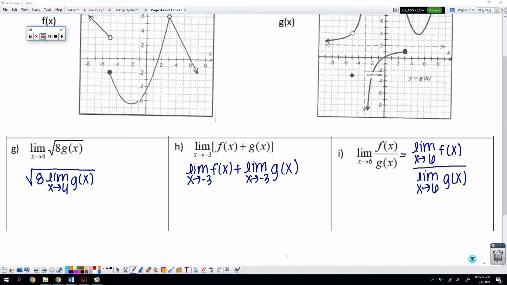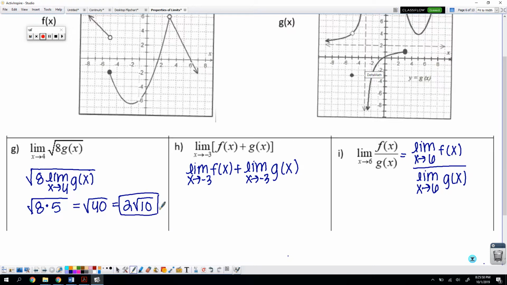Okay, so now we're going to go through and we're going to take the square root. We're going to do 8. And then the limit as x approaches of g of x seems to be 5, which is the square root of 40. And we should know how to simplify that pretty quickly. That would be 2 square root 10.